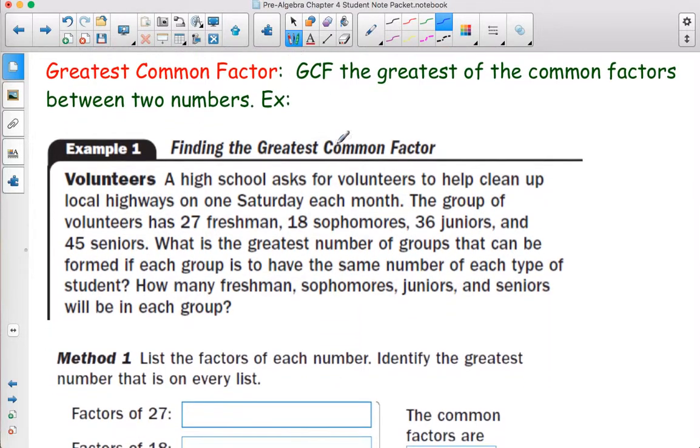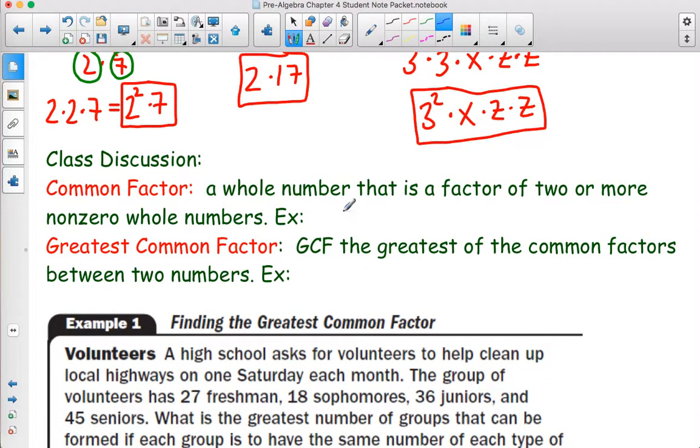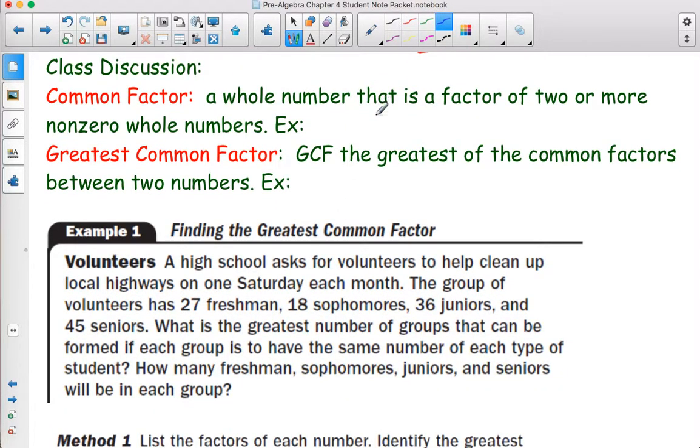So a common factor between two numbers would be a number that goes into both of my numbers. A common factor is a whole number that is a factor of 2 or more non-zero whole numbers. So an example might be, let's consider 12 and 16. Let's list out the factors of 12. They are 1, 2, 3, 4, 6, and 12. What are my factors of 16? Well, my factors of 16 are 1, 2, 4, and then 4 again, so I'm not going to write that again. 2 times 8 is 16, and 1 times 16 is 16, so there we go.